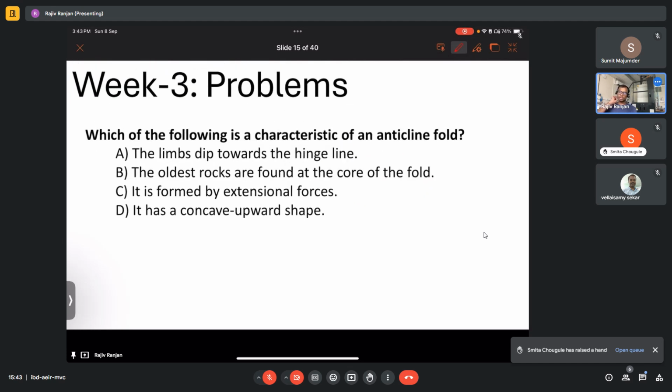Which of the following is the characteristic of an anticline fold? Option A, the limbs dip towards the hinge line. Option B, the oldest rocks are found at the core of the fold. Option C, it is formed by extensional forces. Option D, it has a concave upward shape. Which is the correct option? Anticline. Anyone? Shaker?